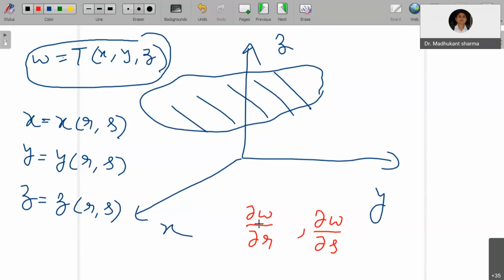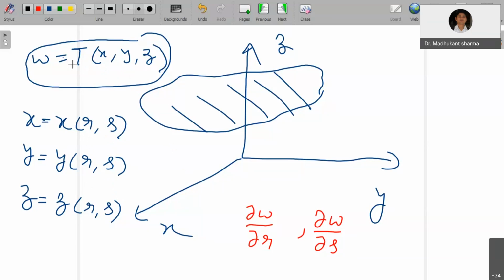So how would you proceed? When you are looking at dou w by dou r, keep s as a constant. When you are looking at dou w by dou s, keep r as a constant, and apply the previous technique we adopted for explaining the chain rule along the curve. Because when you fix s, it is a function of 1 variable. If you fix r, again, it is a function of 1 variable. You can apply the similar technique as previously mentioned.